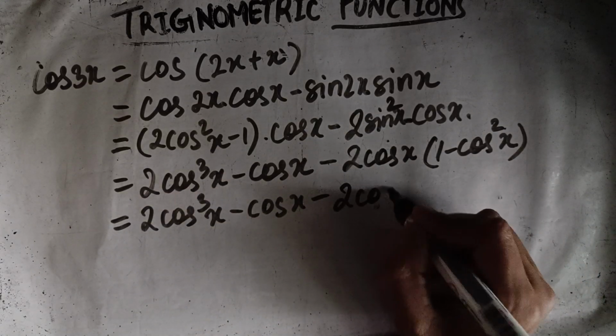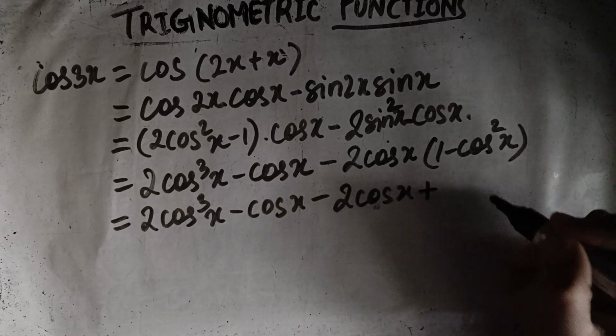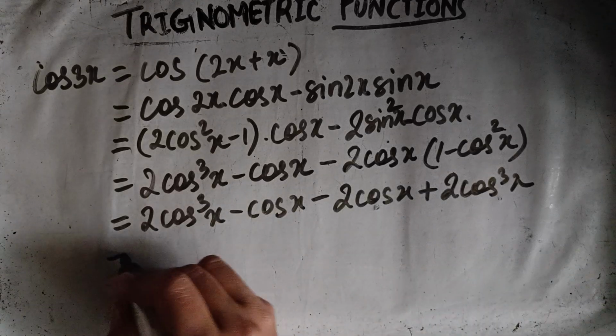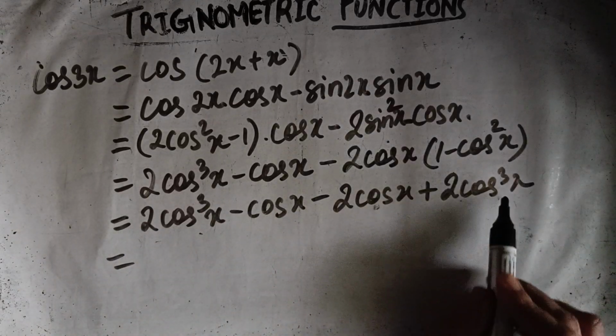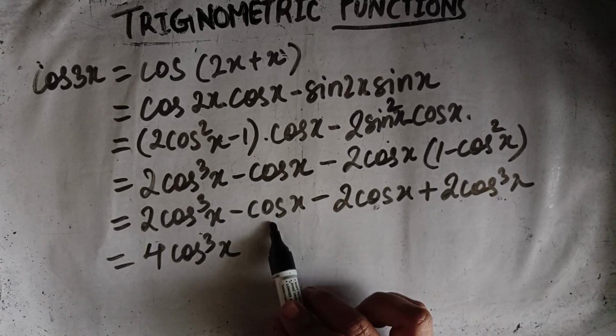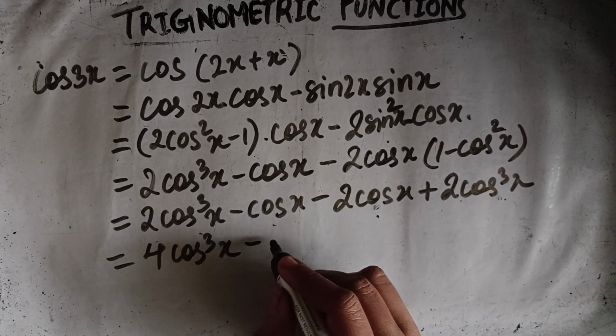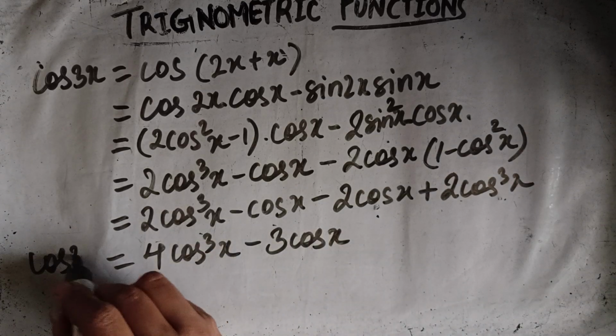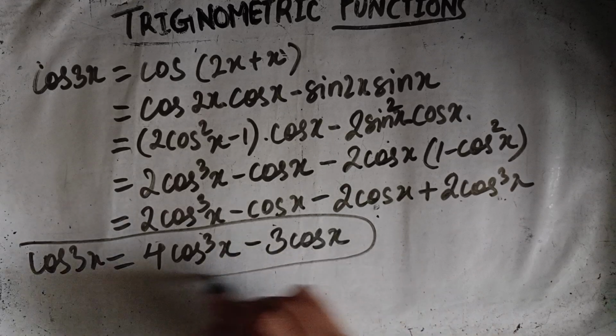Okay. Multiplying inside, plus 2 cos cube x. So 2 cos cube x and 2 cos cube x becomes 4 cos cube x, minus cos x minus 2 cos x is minus 3 cos x. Okay, so this is cos 3x.